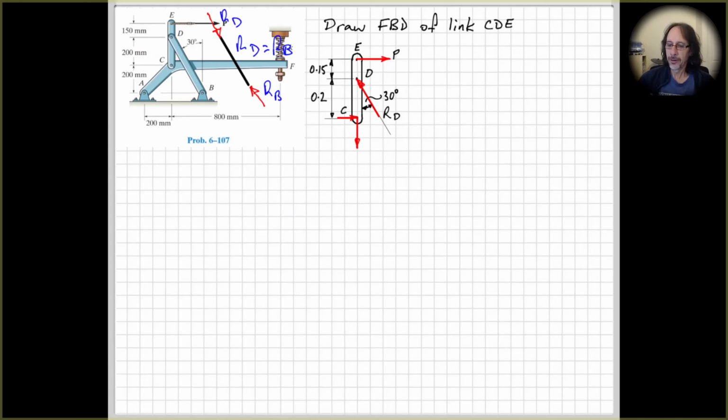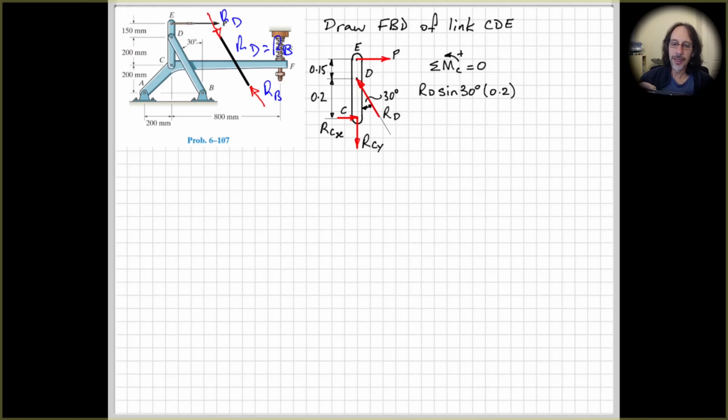Okay, right, so let's move on with this. So label our reactions RCX and RCY, so we can put those in our equation. So we'll start with the sum of the moments about C, because we want a relationship, or an equation, between P and RD, which we know is equal to RB, which we've already calculated previously.